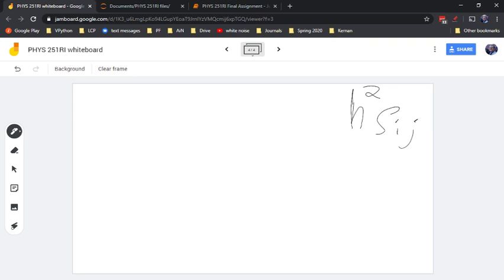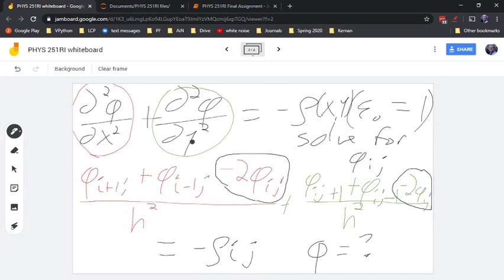Negative rho ij, excuse me. Negative. Yeah, it still has a minus sign on it. Yep. Then what we've got to do is move... So now you can imagine these h squareds are gone. Well, now I just have to subtract all this other stuff to the other side.